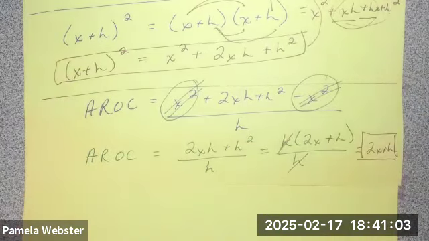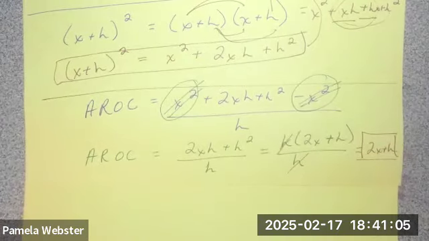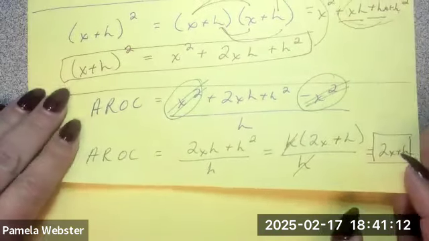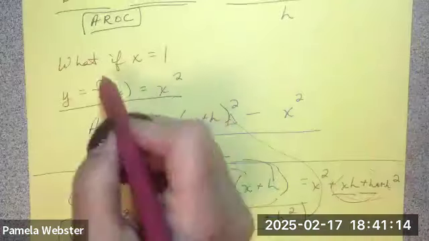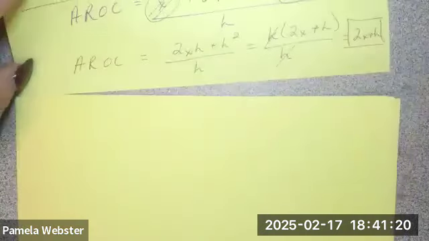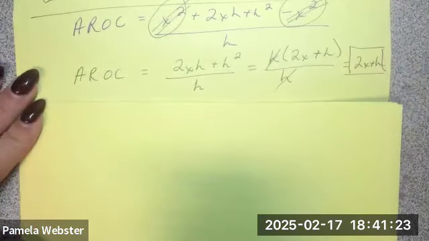Okay. So I did this average rate of change thing. I've got 2x plus h. Let's go back and look at the original function that we said. I said, what if x equals 1? Okay. Because that's the point we started with. Well, let's plug that in.